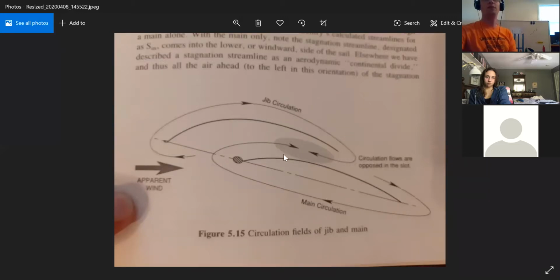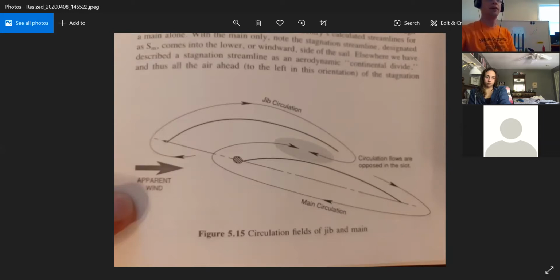If we look at what's happening right here in the slot in between the main and the jib, they're actually opposing each other. So what's actually going to happen is the air in the slot is slowed down. And right there, that's like totally opposite of what we might have been told about how the slot works. So it almost seems counterintuitive here, right? It seems like that would not help us. But if we keep going, we'll see how it is in fact very useful. So that's what's going on with those circulation fields in that slot.